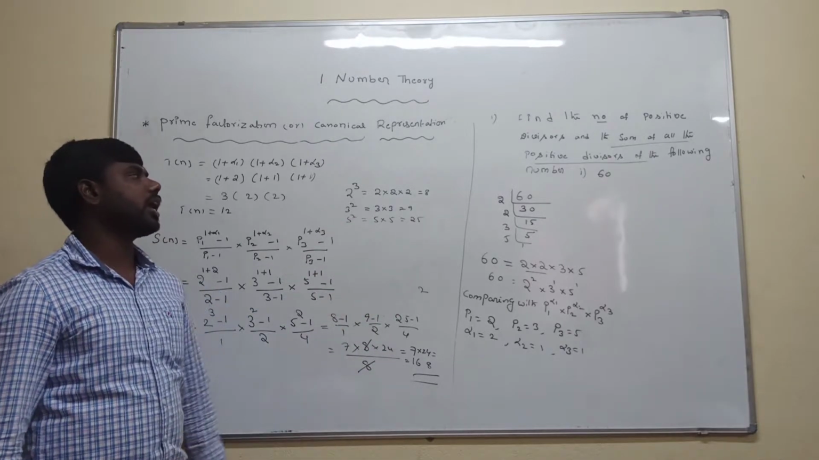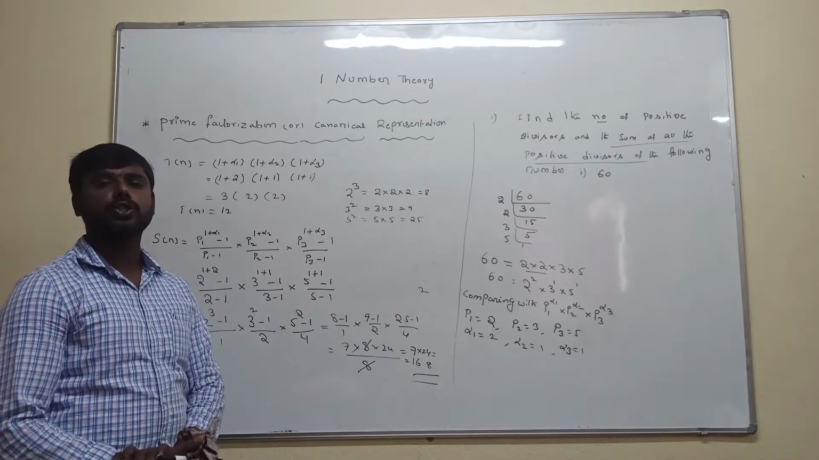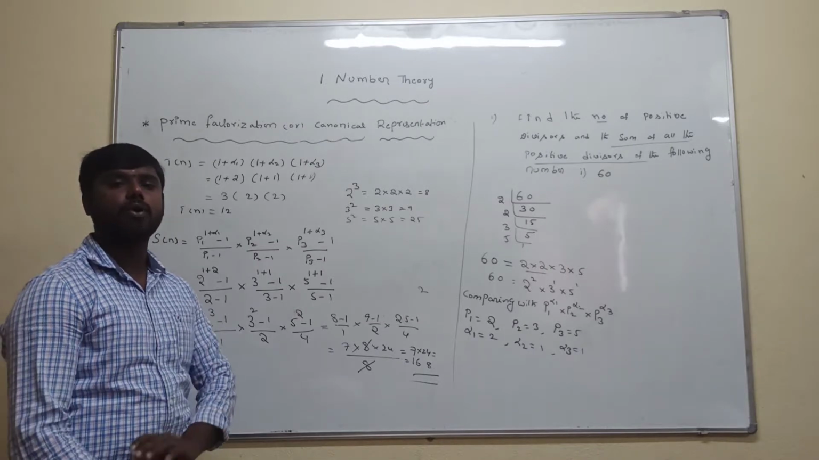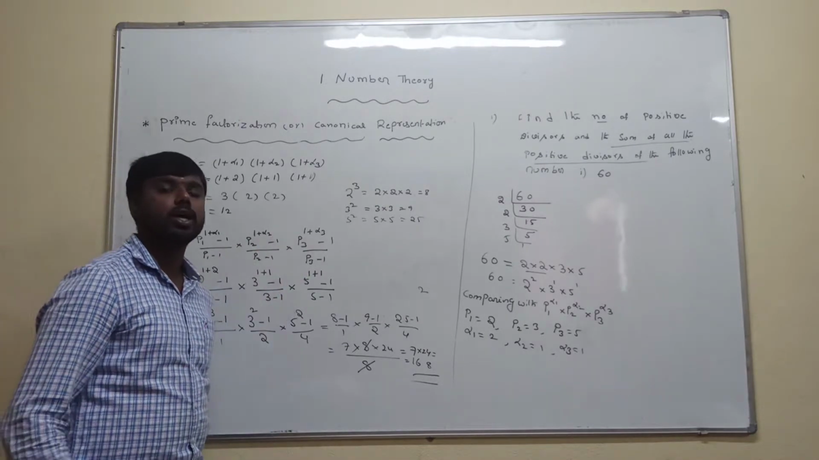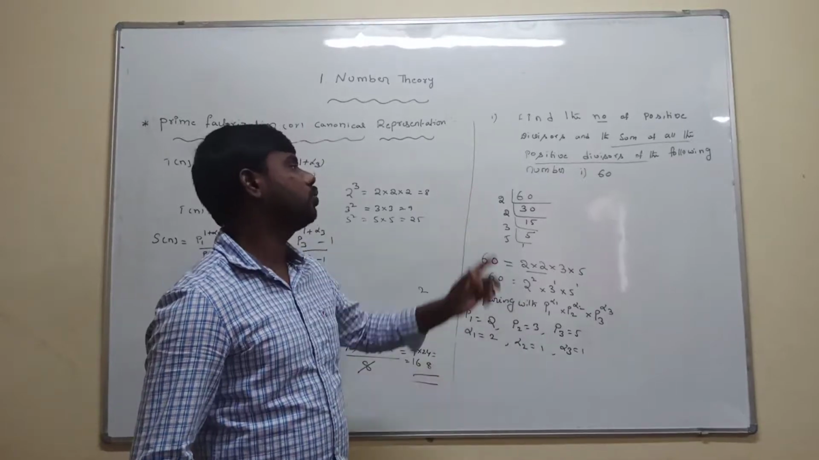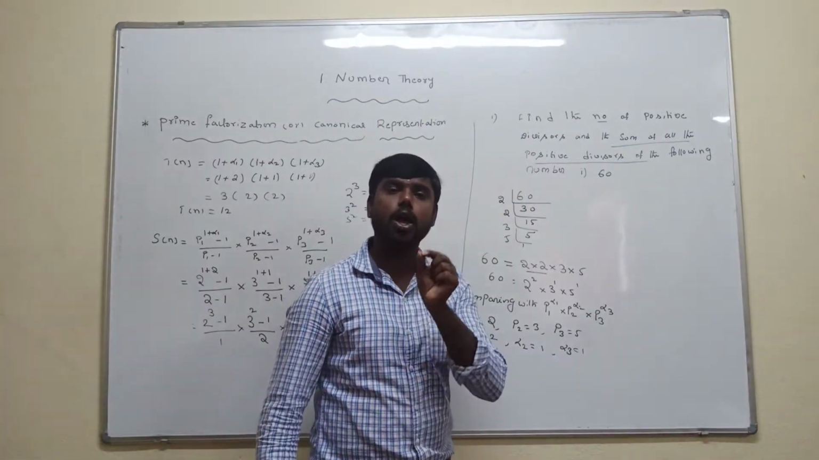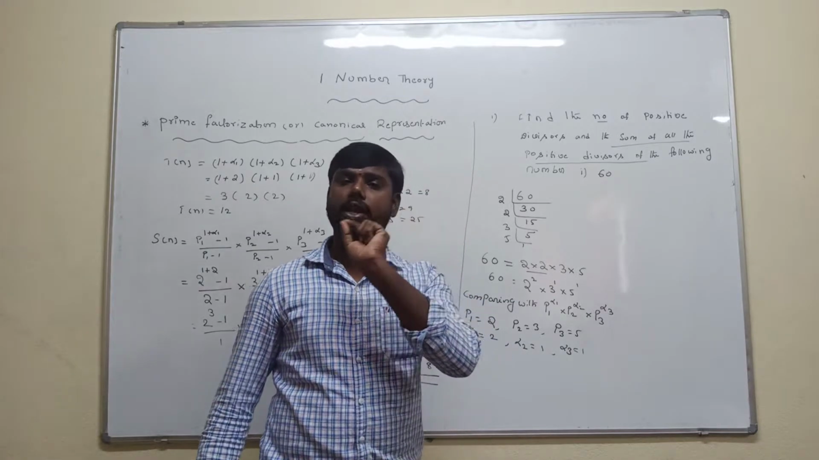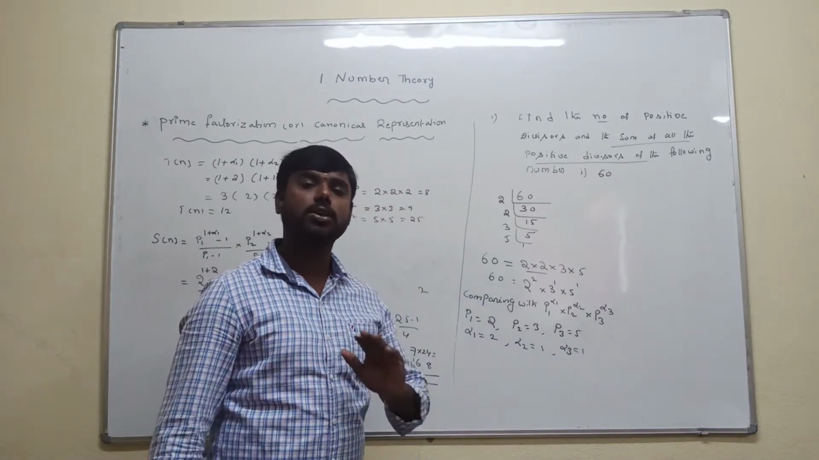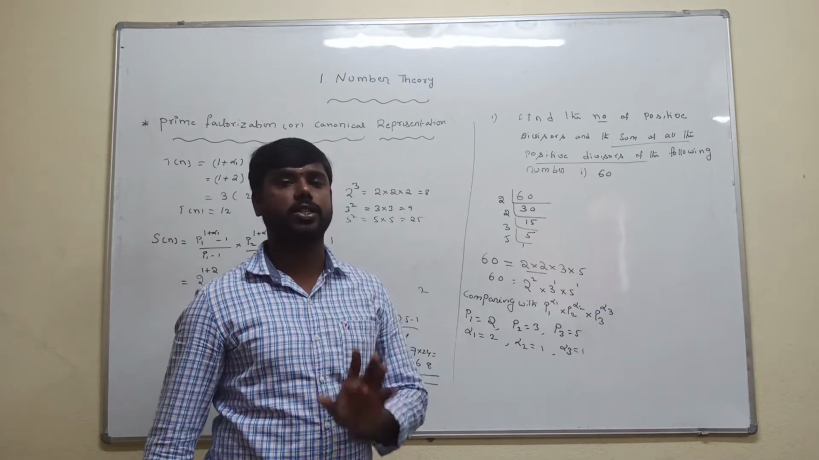Like that we need to calculate the number of positive divisors and the sum of all the positive divisors. So once again there is the solution. See the example. The first question is to find the positive divisors of a number and find the sum of the positive divisors.